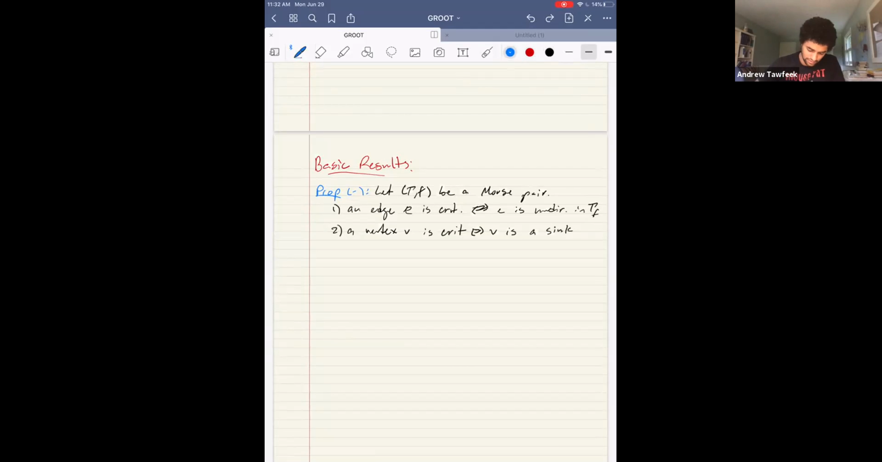So that's one thing. Here is another helpful little gadget. If n is greater than or equal to 3, and Cn F is a Morse pair, where Cn is the cycle graph with n vertices.